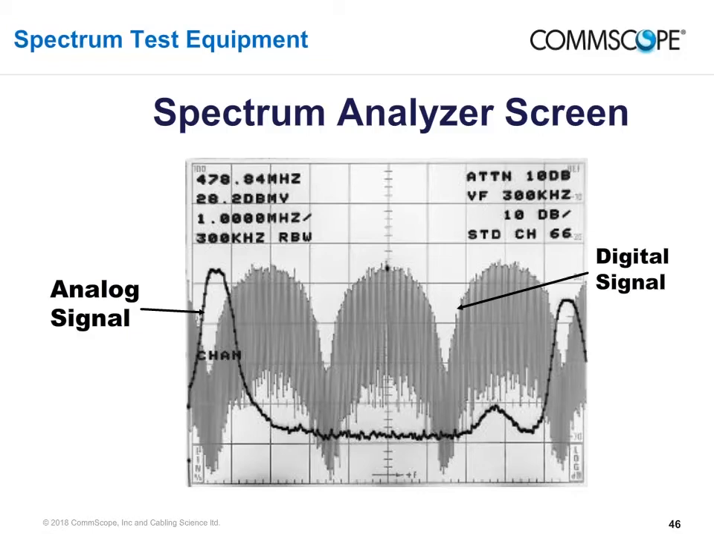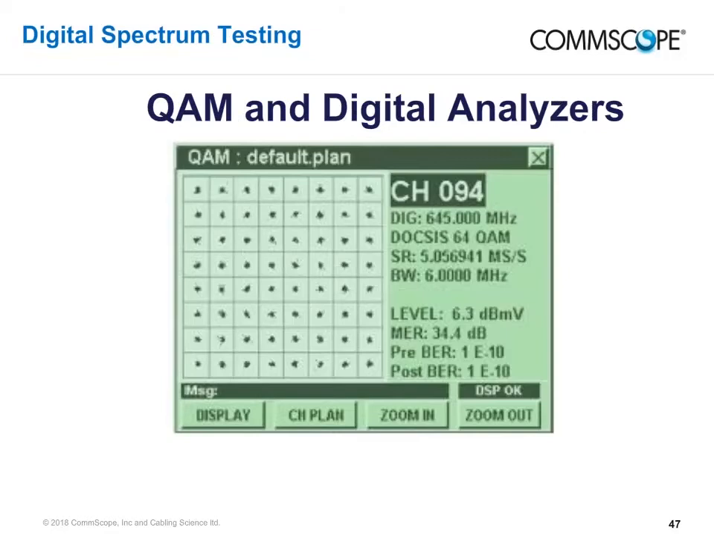Some, such as the one illustrated here, include the capability to simultaneously display multiple stored images that allow a technician to compare and contrast signals. For digital signals, a QAM analyzer supplements information from a spectrum analyzer. QAM analyzer displays are often called constellation diagrams because they look like clusters of stars.